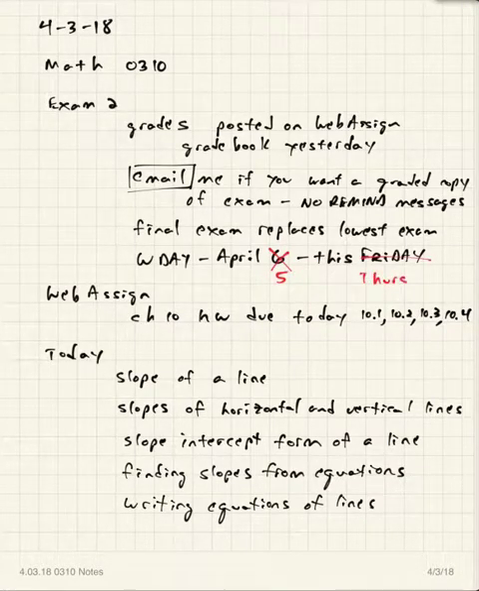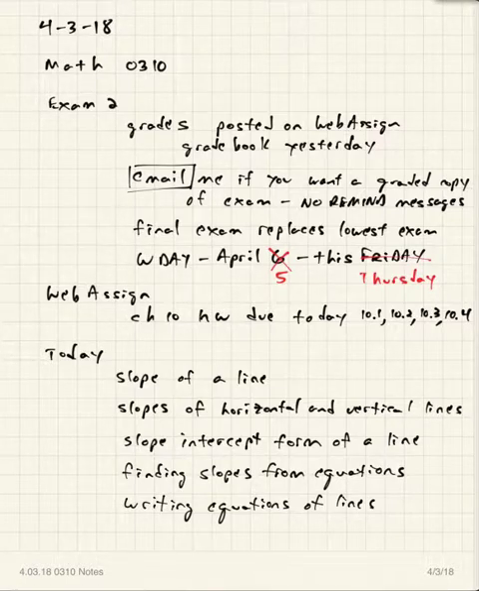If you have a question about your grade, the person you should talk to is me. Obviously, I'll be happy to talk to you in person, through Remind, or through email, however you want to do that, and we can talk about the status of your grade.